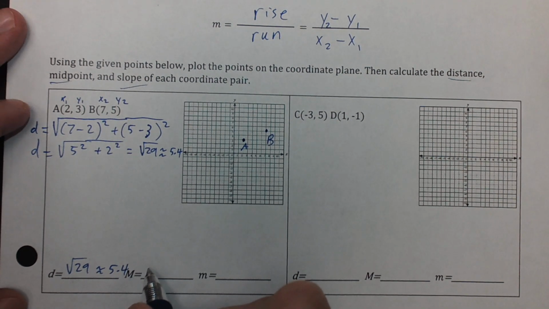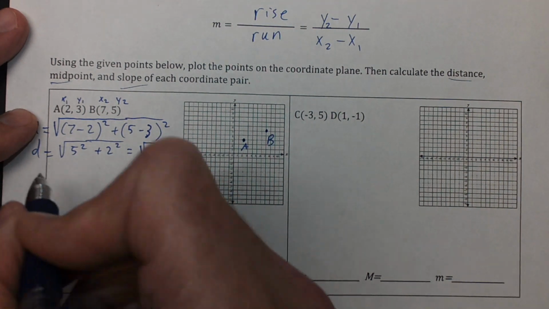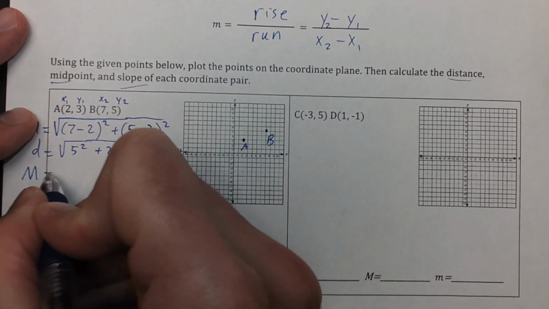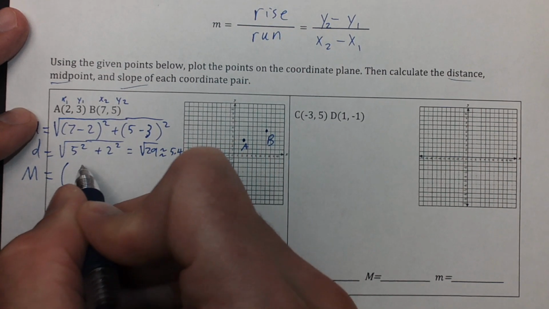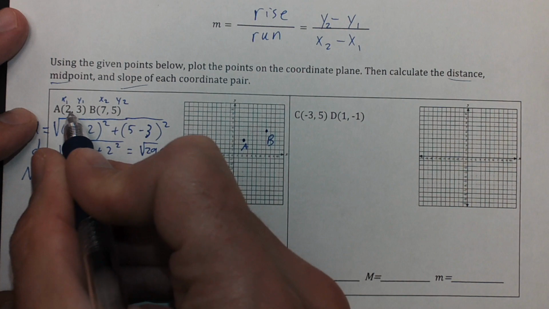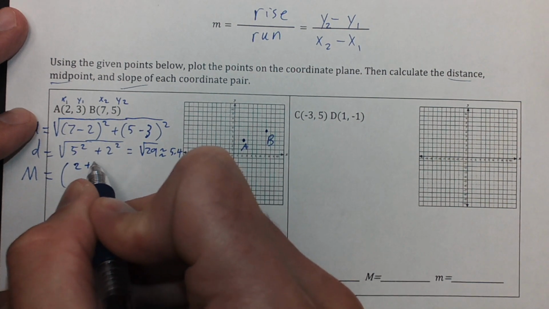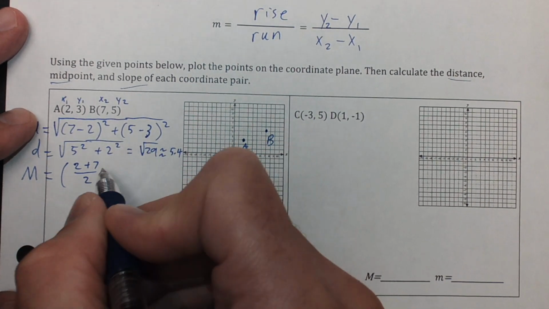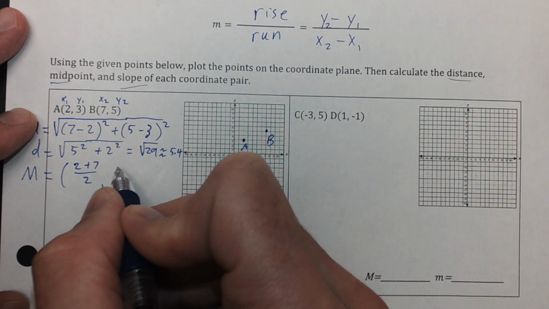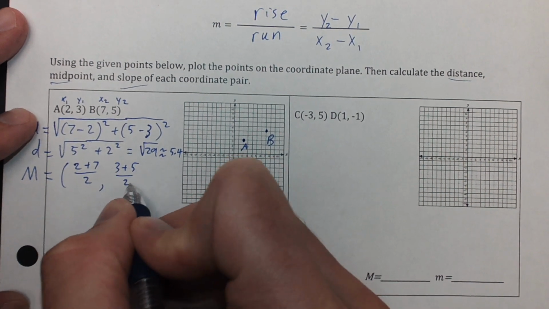This capital M stands for midpoint, whereas the lowercase m stands for slope. Midpoint is where you have to treat the x's and y's separately. And we're going to average the x's, x1 plus x2. So that's going to be 2 plus 7. And to take the average, you have to divide by 2. And do the same thing for the y's. y1 plus y2. And again, divide by 2.